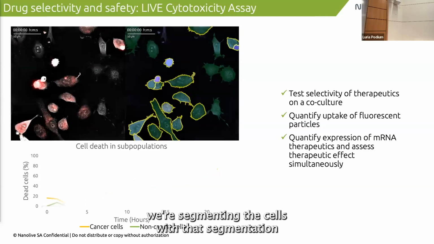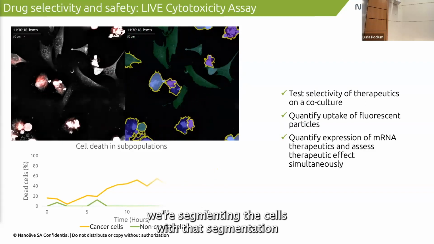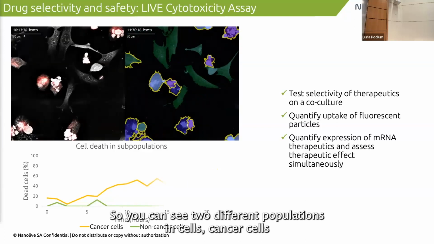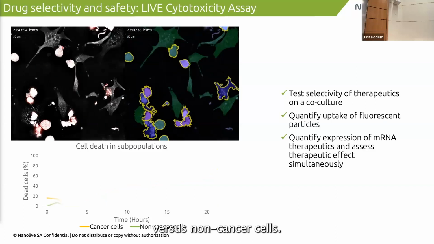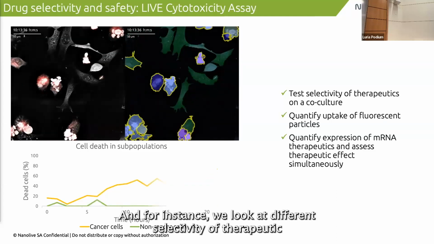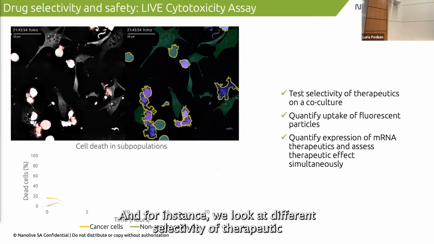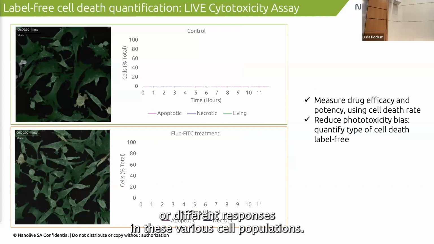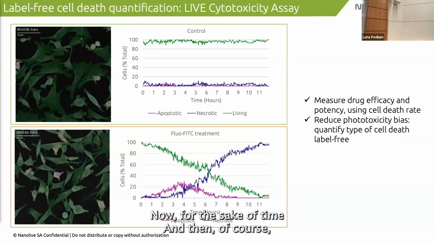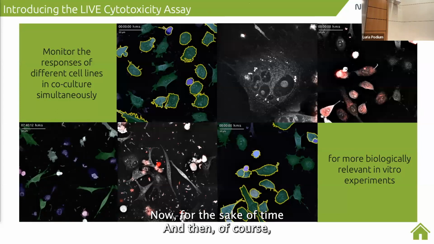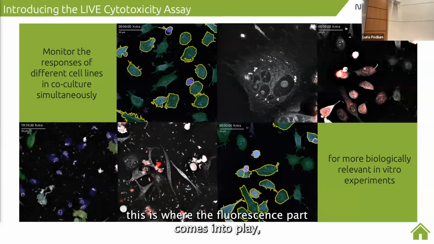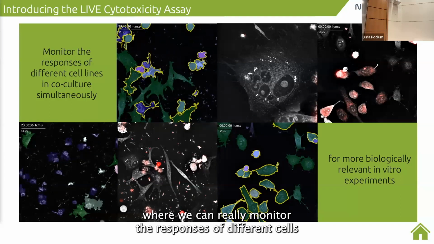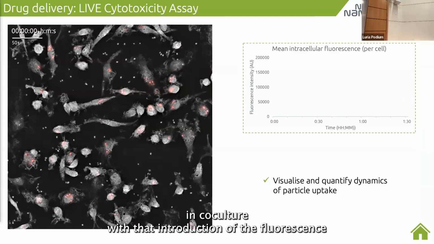we're segmenting the cells with that segmentation mask and then further separating subpopulations here. So you can see 2 different populations of cells, cancer cells versus non-cancer cells, and for instance, look at different selectivity of a therapeutic or different responses in these various cell populations. Let me skip that slide just for the sake of time. And then, of course, this is where that fluorescence part comes into play, where we can really monitor the responses of different cells in co-culture with that introduction of the fluorescence.